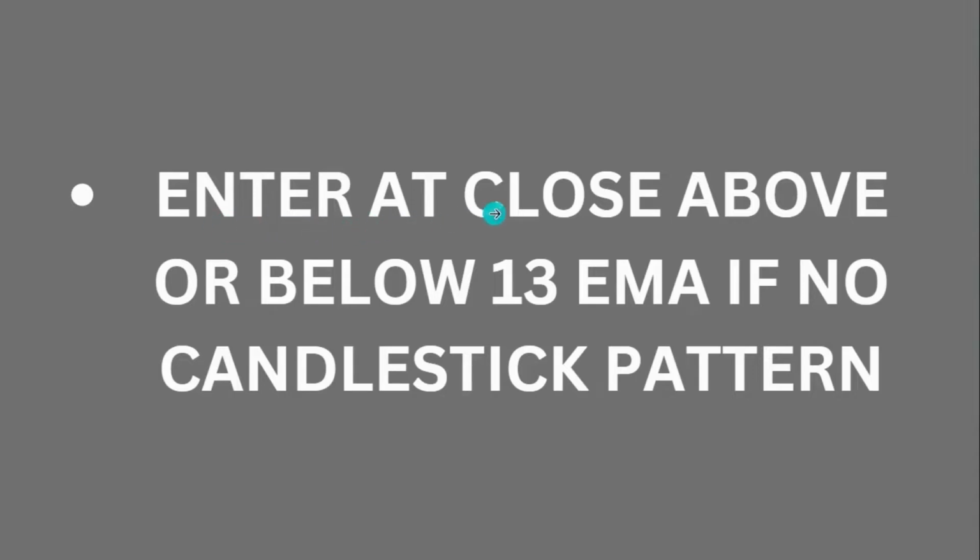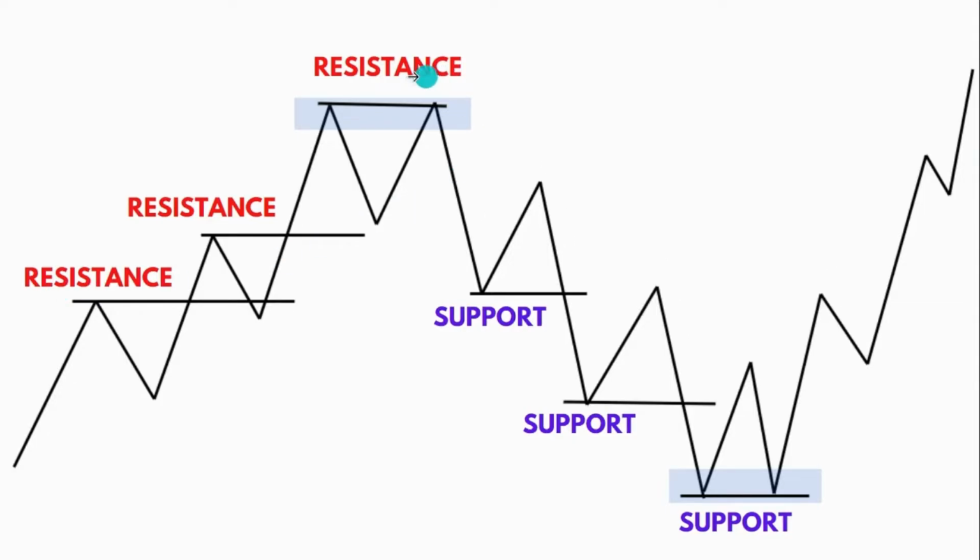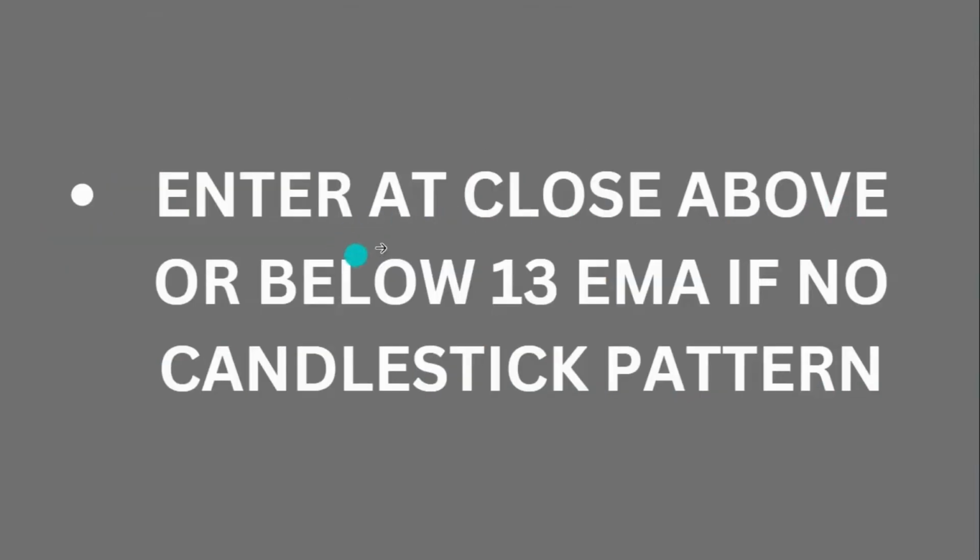And we're going to enter at a close above or below the 13 EMA if no candlestick pattern is identified. What I mean by that is, if you don't get a candlestick formation here, then you can wait for the second leg to close above or below the 13 EMA. If it's an M, then you can expect it to close below the 13 EMA. If it's a W, then you can expect it to close above the 13 EMA. And that's how we enter the trade.